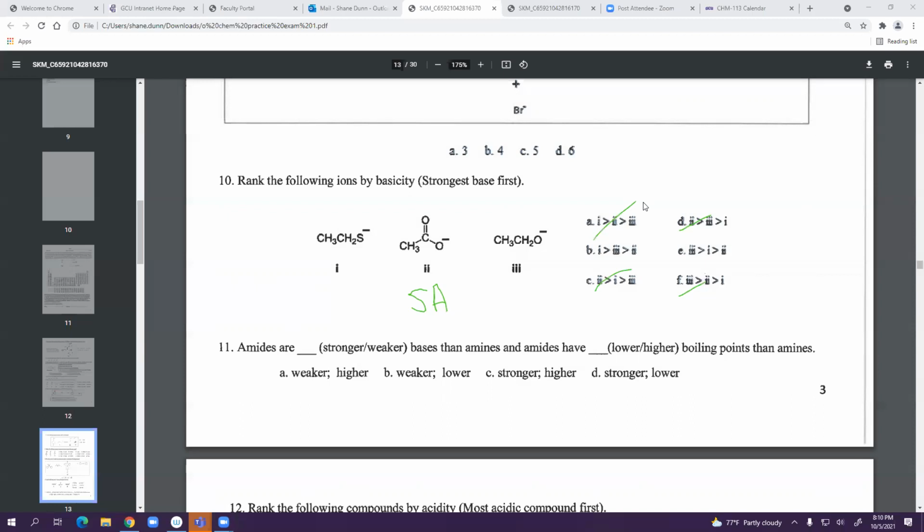Which one is bigger, S or O? S is bigger, right? Thus, it's a bit more electronegative than oxygen, correct? Which would make that the second strongest acid. So the answer is E. Because that's the weakest acid, making it the strongest base. And this is the strongest acid, making it the weakest base. Does that make sense?